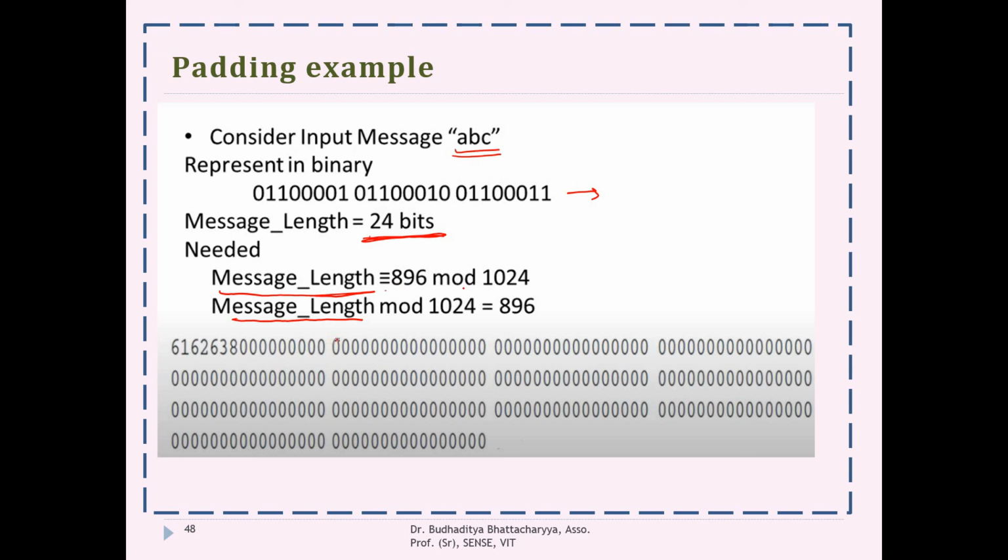Message length should be congruent to 896 mod 1024. Please make a note of it. Whatever happens, your message length, meaning the original message plus the padding I'm talking about, because that last 128 bit is fixed. Whatever happens, you have to keep that 128 bit, so leave that out. Can you add up 896 plus 128? What is the value? Exactly. So 1024 comes in over here. That is why this is kept as 896.